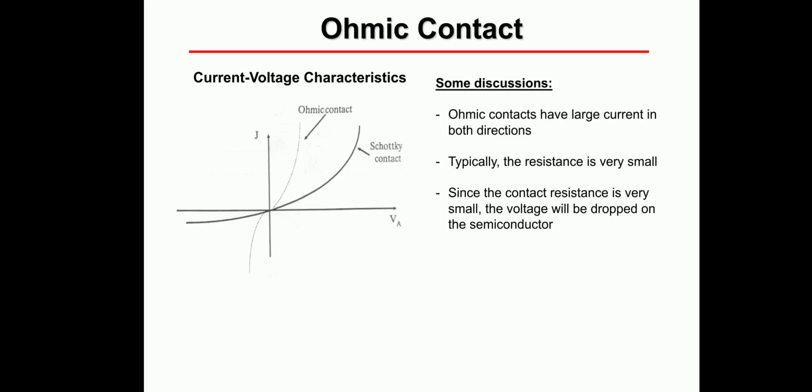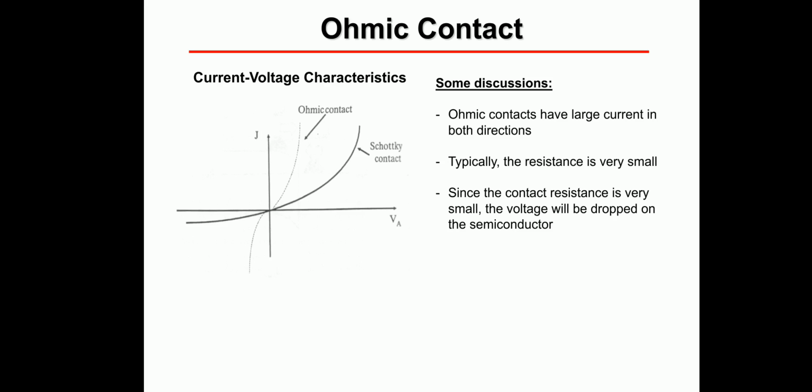So we can draw the VI characteristics, the current-voltage characteristics. Ohmic contacts have large current in both directions. We can see the Schottky contact and the ohmic contact. In the first graph, the dotted lines represent the ohmic contact. We can see that in the forward direction as well as in the reverse direction we have current flow. Typically the resistance is very small. Since the contact resistance is very small, the voltage will drop across the semiconductor. So these are the ohmic contact IV characteristics.